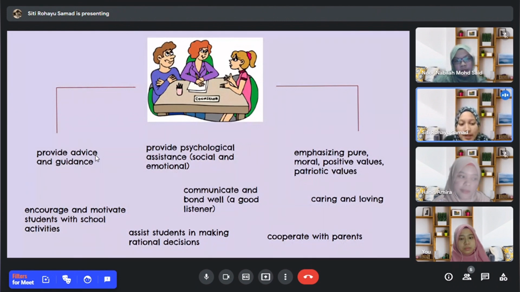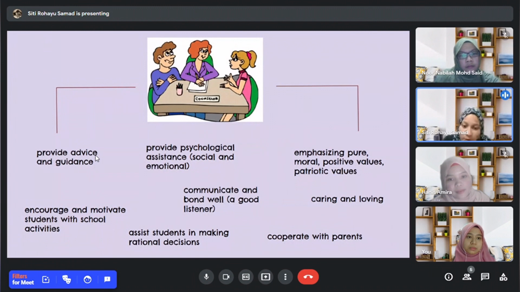And then they are responsible for encouraging and motivating students with school activities. They need to cultivate students' interest to commit to co-curricular activities in school, so the students will be active and they will learn more, be more independent or more responsible. Next, assist students in making rational decisions, like giving them suggestions, deciding anything in their life. And they communicate and bond well.